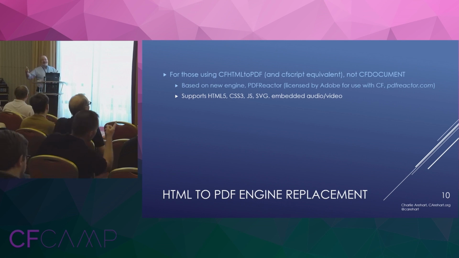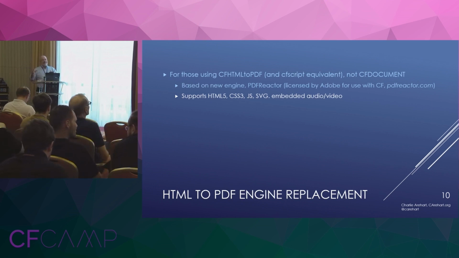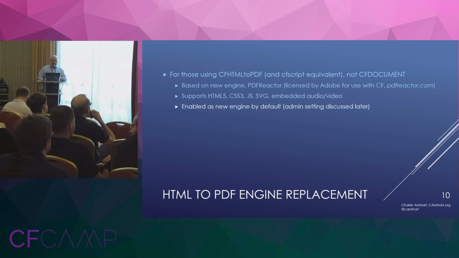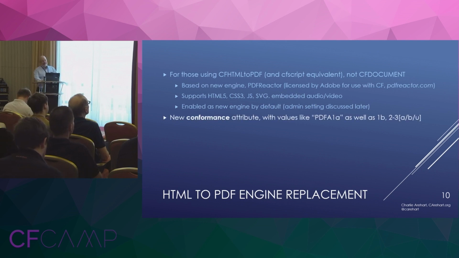And it was supposed to be better than the one from CF document, right? So if you've had bad experiences producing PDFs from CFML and HTML, check out the new engine, and it's just using the CF HTML to PDF tag. Pretty straightforward. And it's enabled by default. You don't even have to turn it on. They like it so much, they said, we're going that way. We're using that new engine. And I'll show you in a bit what the admin looks like for that.